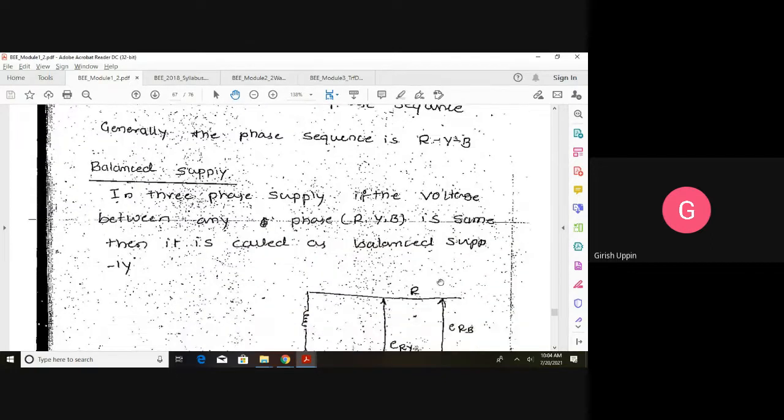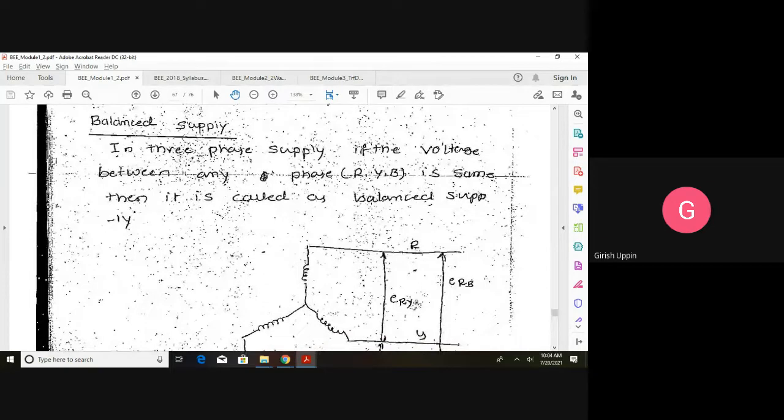And balanced supply. We already talked about the balanced supply. What is a balanced supply? If the voltage in R, Y, and B is exactly the same, then we call it a balanced supply. How can we have the same voltage in R, Y, and B? We choose all the R, Y, B conductors to be in the same magnetic field, so all the conductors will experience the same magnetic field density B, and all conductors are going to be rotated with the same speed, because they are in the same armature. Whatever speed you choose, all the conductors will rotate with the same speed.